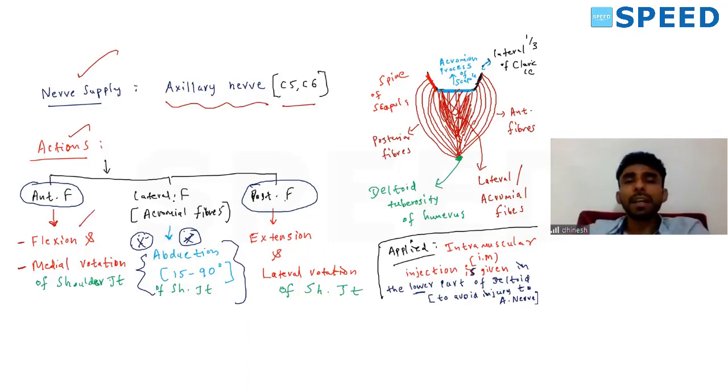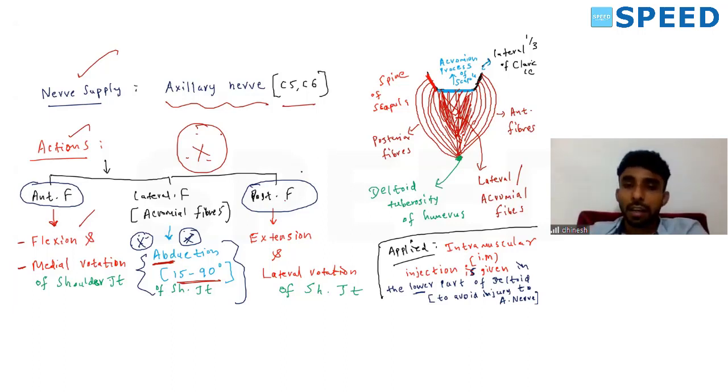What about the middle fibers? In the previous slide we have discussed actually. Yes, abduction of shoulder joint, 15 to 90 degree abduction. 15 to 90 degree abduction of shoulder joint is caused by deltoid. This is the most important action of deltoid muscle. Which one? Abduction of shoulder joint, 15 to 90 degree, caused by acromial fibers of deltoid.